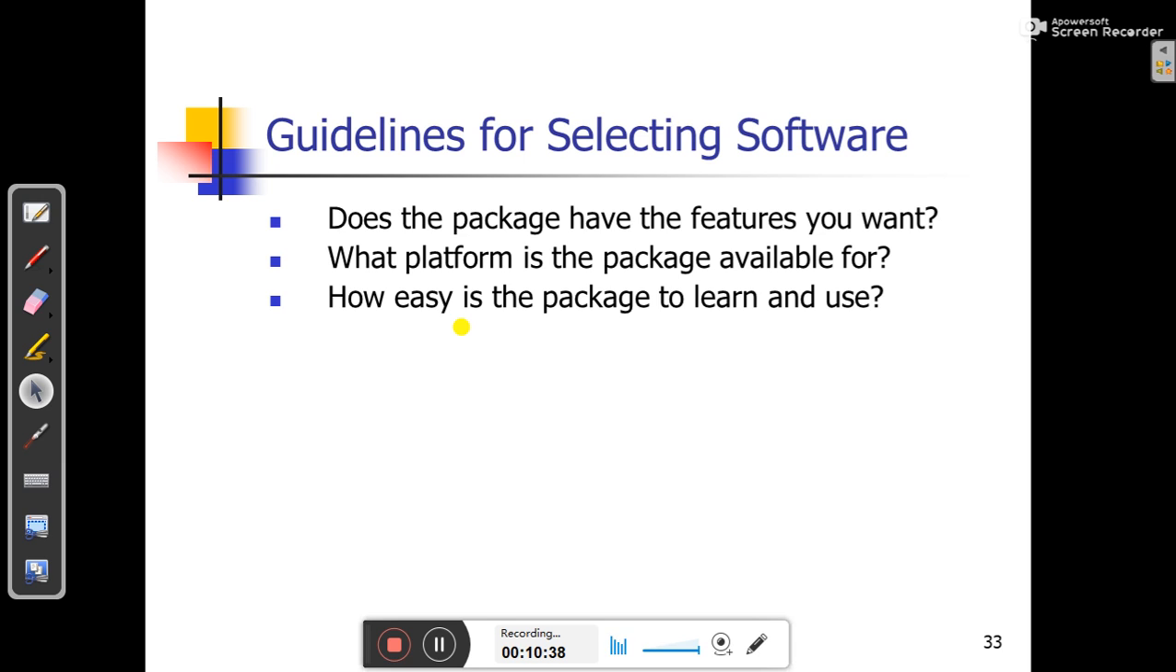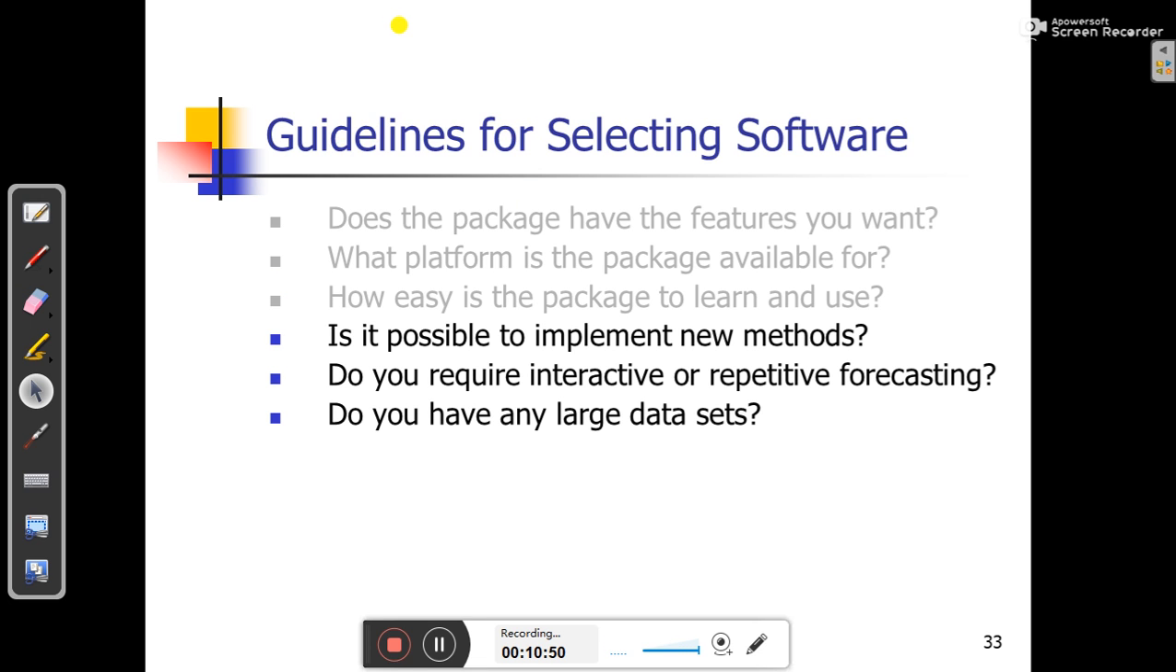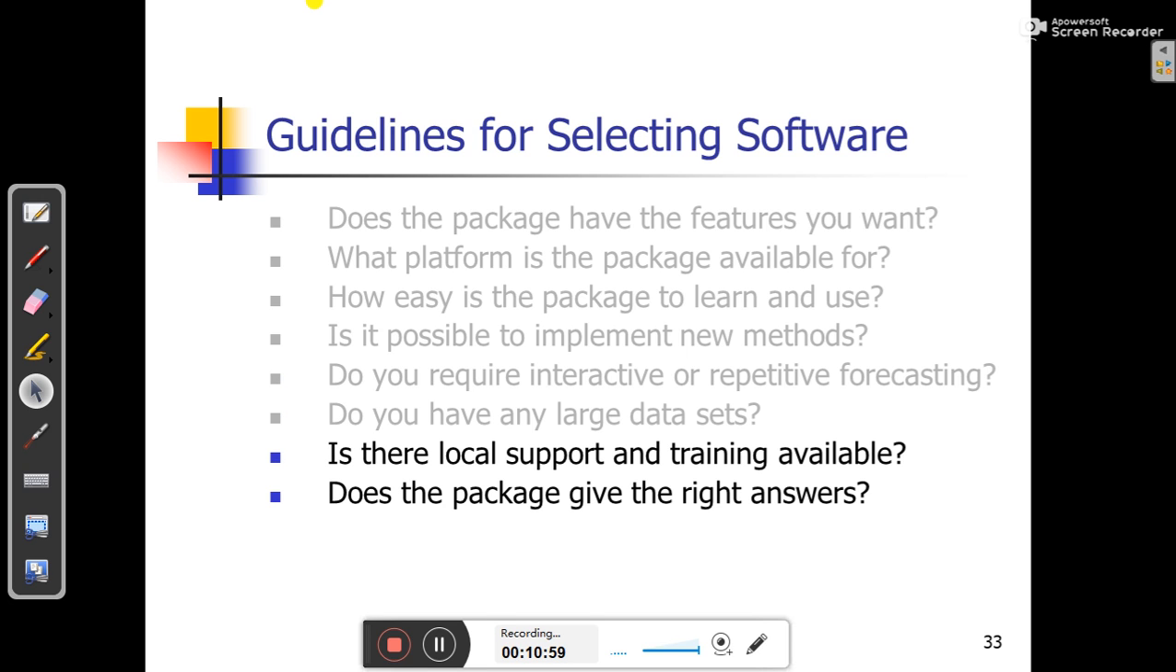Again, guidelines for selecting software. You need to find whether the package has the features you want or not, and what platform the package is available for. How easy is the package to learn and use? Is it possible to implement new methods? Do you require interactive or repetitive forecasting? Do you have any large data sets? All those things need to be understood first. Is there local support and training available? Does the package give the right answers?